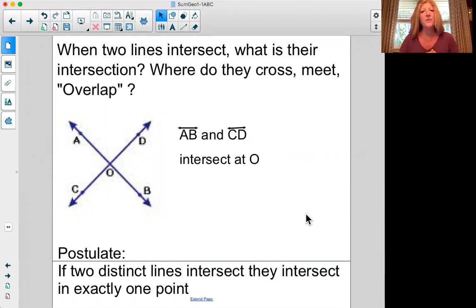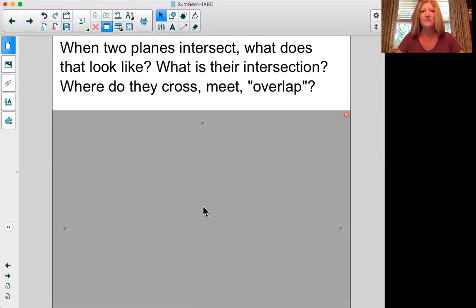And you can think about why that makes sense, because we defined a line as something that's perfectly straight extending in opposite directions. And so only if it was a curve would it loop around and intersect a second time. And it's not, because we define lines as being perfectly straight. So if two distinct lines intersect, their intersection is exactly 1 point.